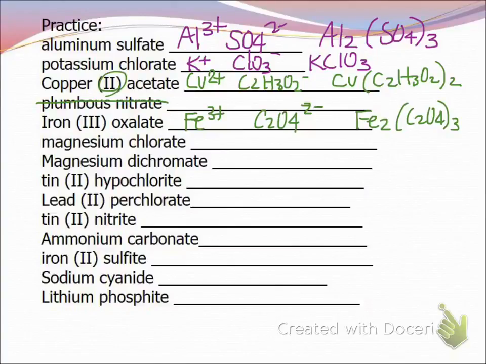All right, let's do one more. Then I'm going to have you fill in the rest like we did on the last one. So tin 2, Sn 2+, because it's tin 2. Hypochlorite was ClO-. So I'm going to need 2 hypochlorites to go with 1 tin 2. Okay? So pause the video again and try to do the rest of those.